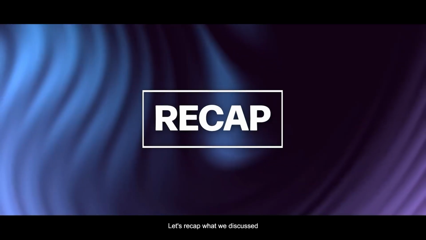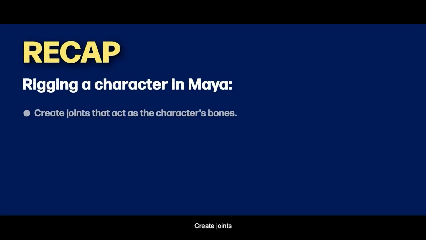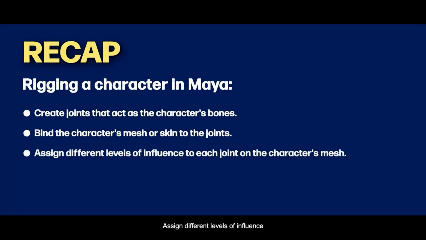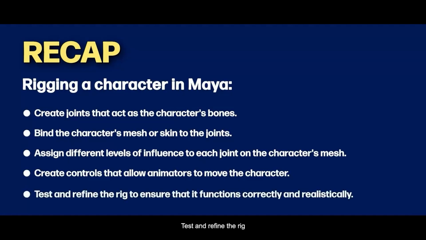Let's recap what we discussed. Rigging a character in Maya. Create joints that act as the character's bones. Bind the character's mesh or skin to the joints. Assign different levels of influence to each joint on the character's mesh. Create controls that allow animators to move the character. Test and refine the rig to ensure that it functions correctly and realistically.